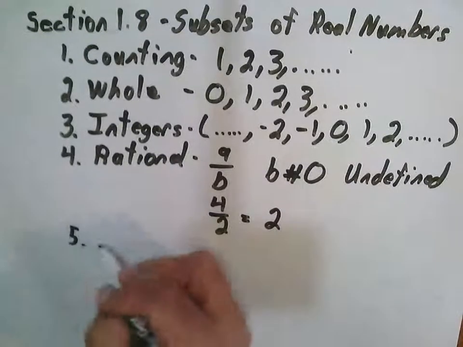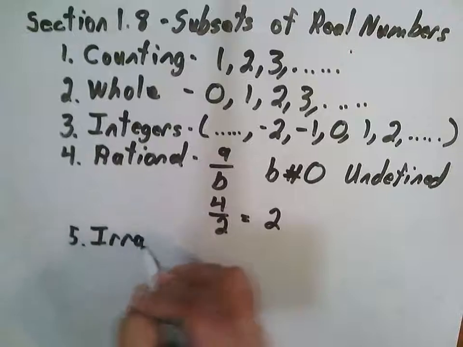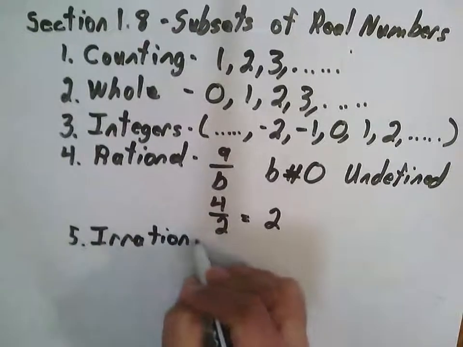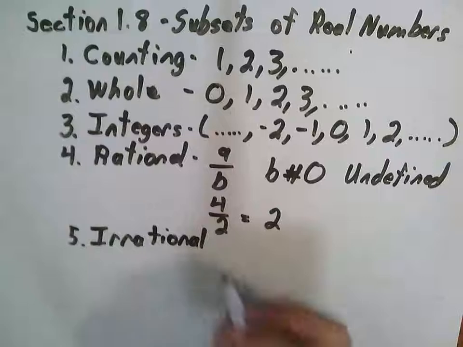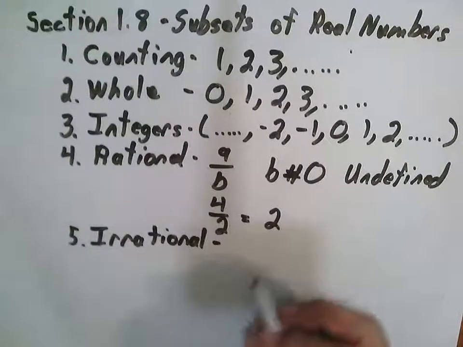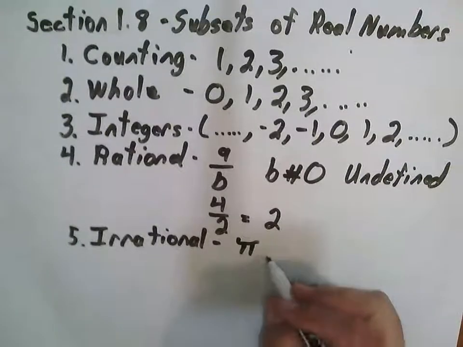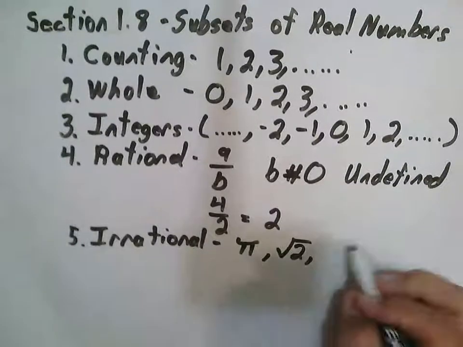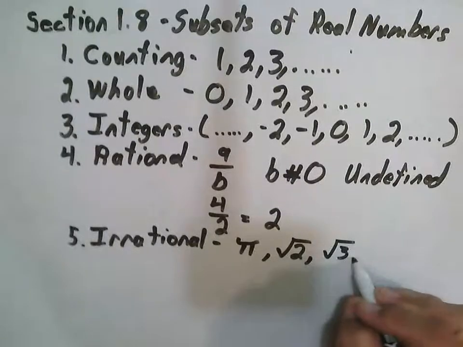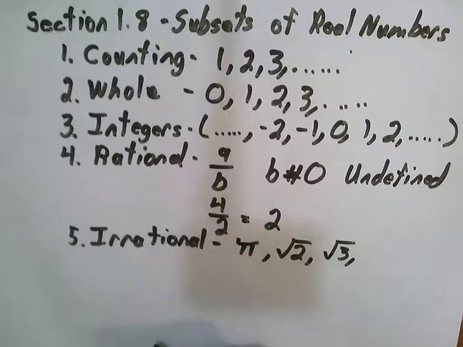The last group that we have are what's called irrational numbers. We don't do a lot with irrational numbers in here, but we will use those occasionally. Examples of those are pi. Another example would be the square root of 2. Another example would be the square root of 3. And then there's some other ones, but these are the main ones that you see.